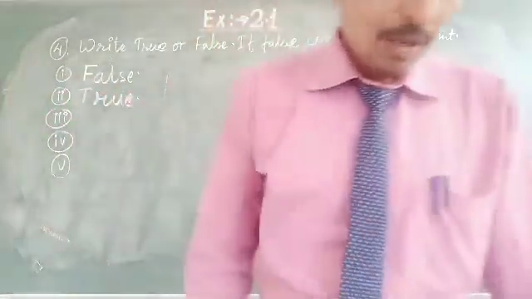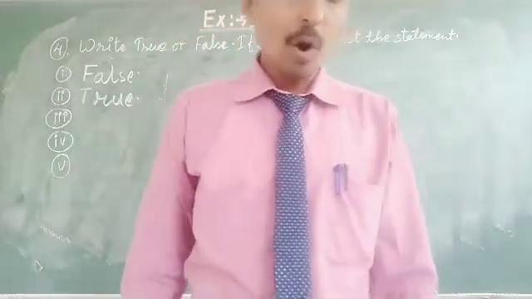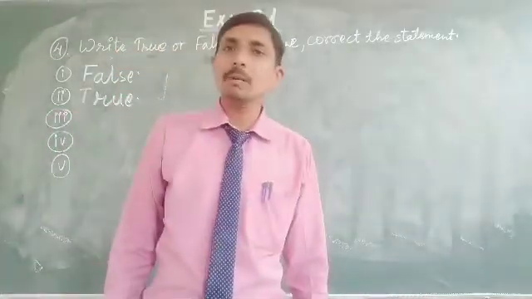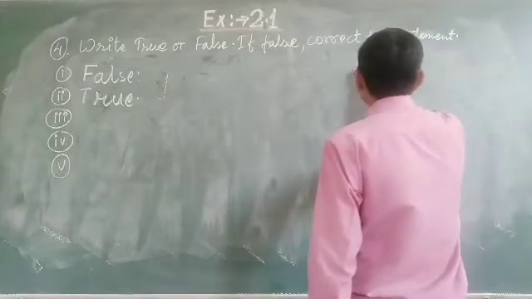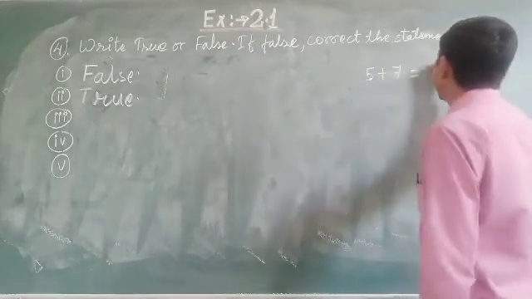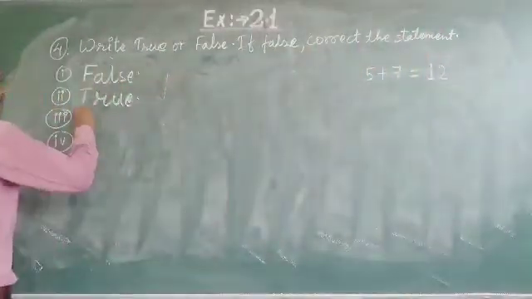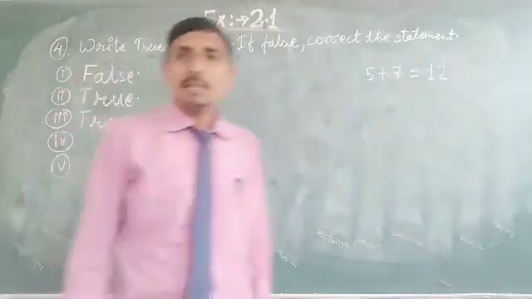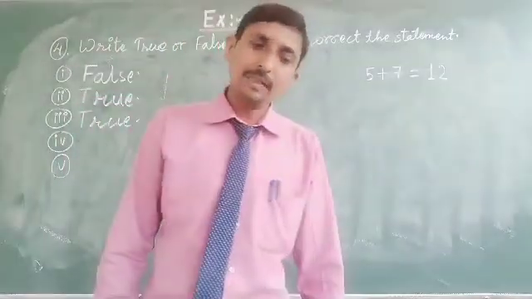Now, question number 3. The sum of any two odd numbers is always even. Yes, right. When we add any two odd numbers, the sum is always even. Just take an example: odd number 5 and odd number 7. When we add both, we get 12. 12 is an even number. So this statement is also true. That means when we add two odd numbers, the result is always even.